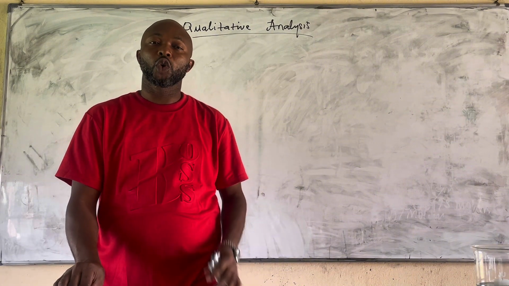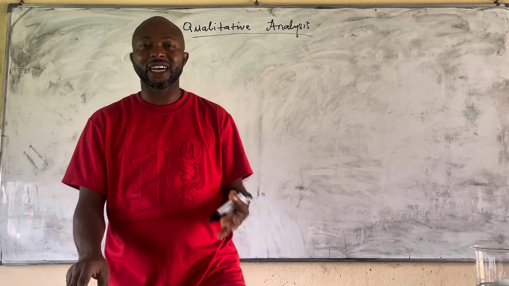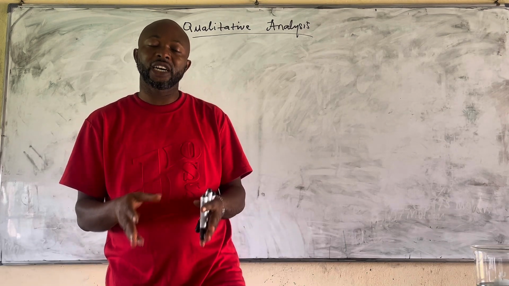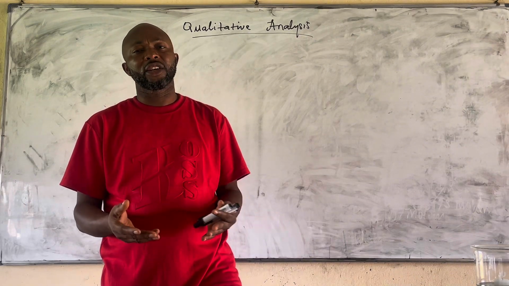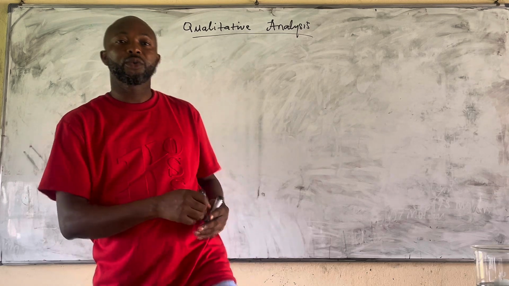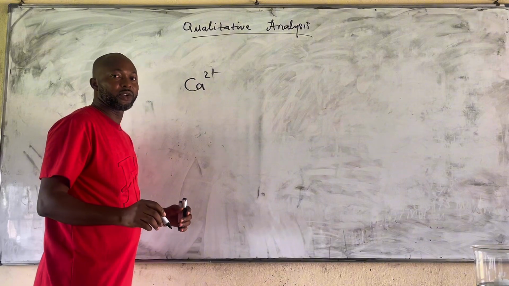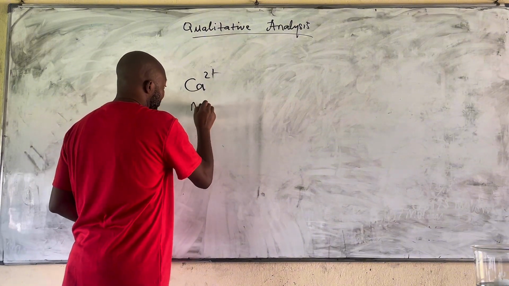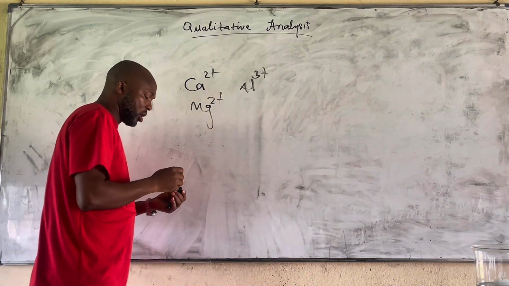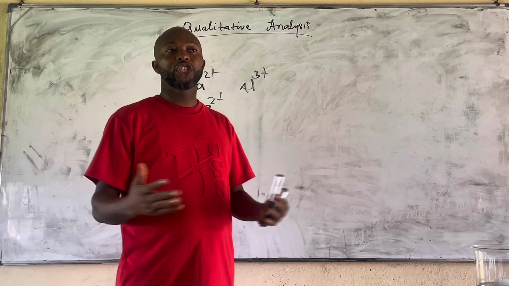Today we're going to be dealing with qualitative analysis, which is principally the test for cations and anions. But today we're going to focus on cations. Now, what are cations? Cations are positively charged ions. For example, calcium 2+ is a cation. We have magnesium 2+, we have aluminum 3+, and so on. All these are cations because they are positively charged.